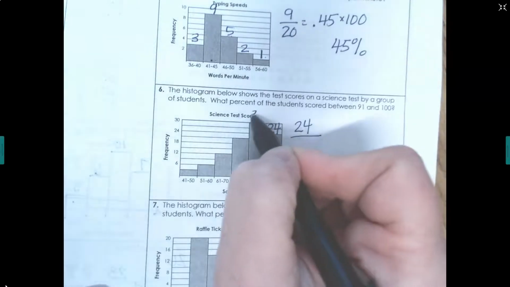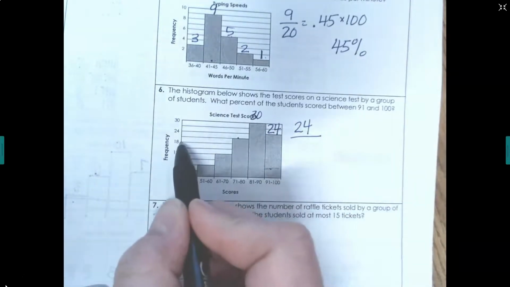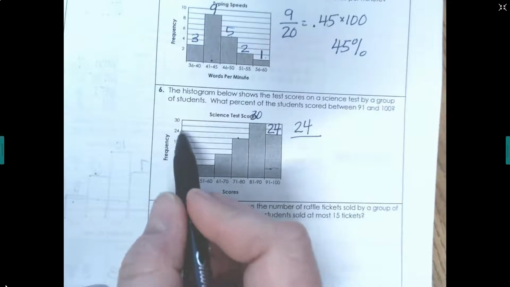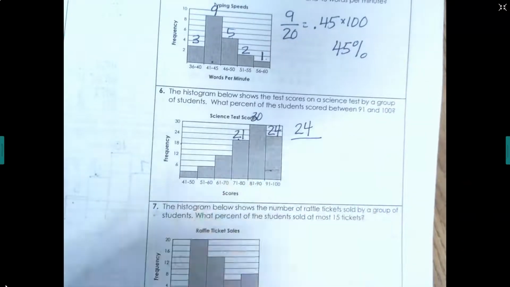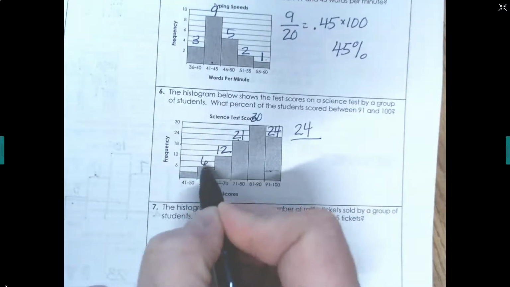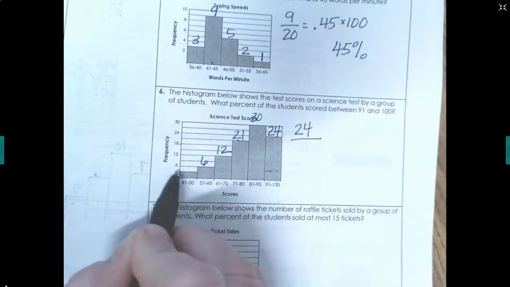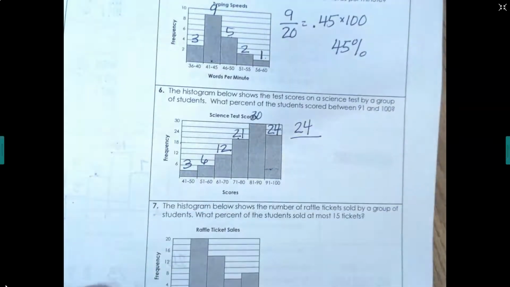So this bin has 30 because it goes up to the 30 line. This bin is halfway between 18 and 24, which is a distance of 6. So that's 3 more, which makes that 21. 12 people are here. 6 people are here. And this last one, here's 6. This is half of the 6. So that's 3 people in that bin.